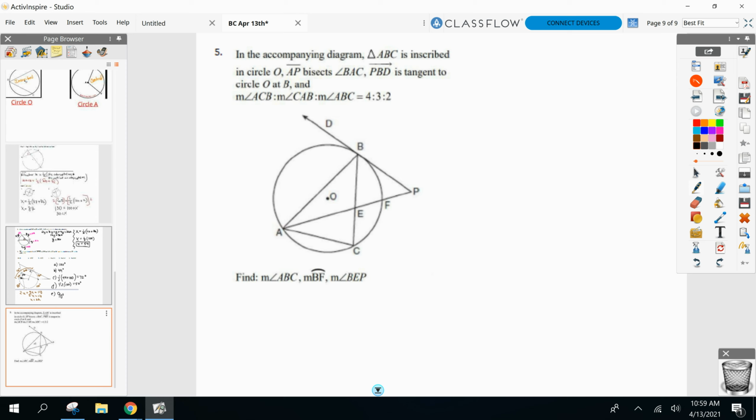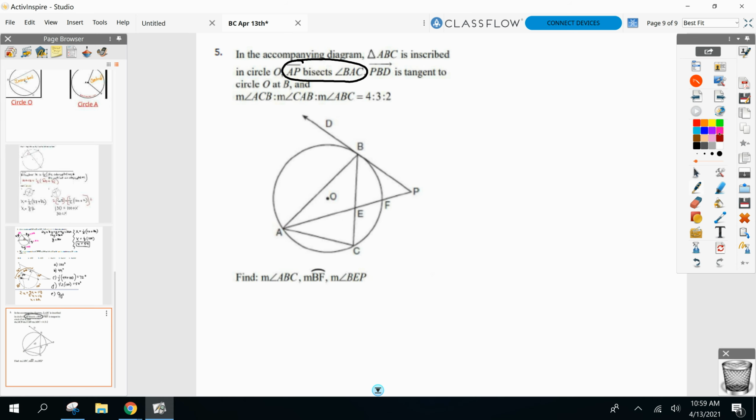Please, please, please read the directions. Don't just look at the diagram and say you're good to go. Here's why I need you to read carefully. They just plopped this into the directions: that AP bisects angle BAC. If you just skim that over, do you see it? Maybe, maybe not, and it's pretty important to the problem. And then the angles in the triangle are in a ratio of 4 to 3 to 2. Okay?